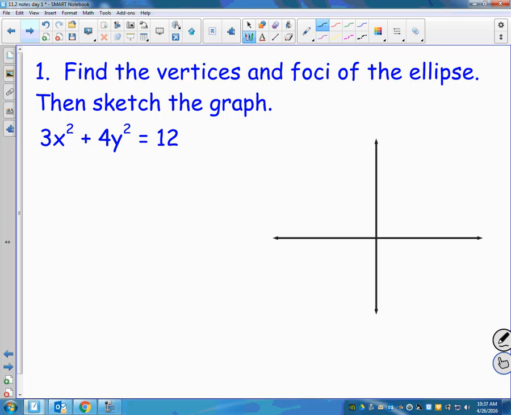Find the vertices and the foci of the ellipse and then sketch the graph. And so at some point in here, we're going to talk about how can you tell if it's an ellipse or a circle or whatever by looking at it. Well, this is definitely not a parabola because both x squared and y squared are squared.